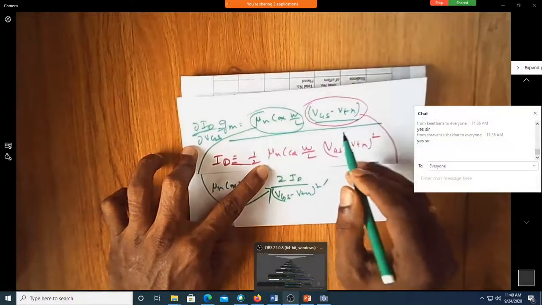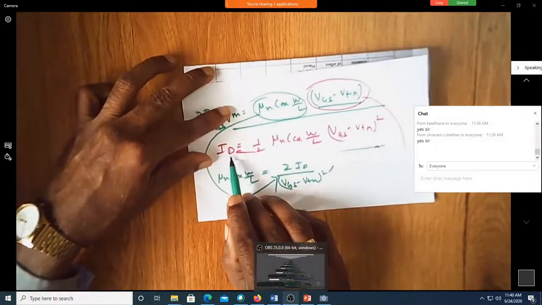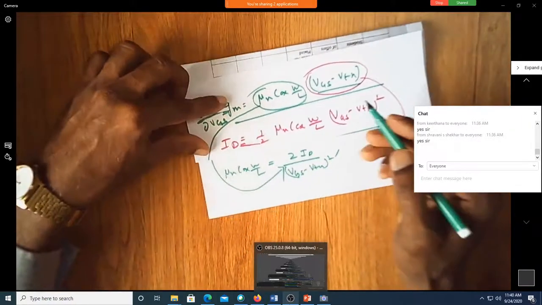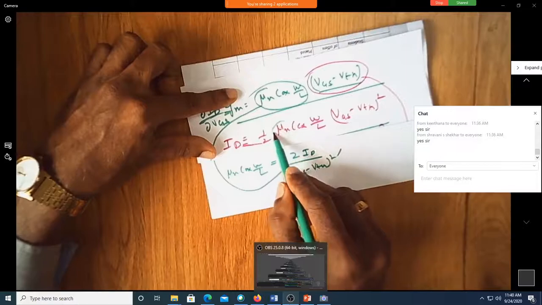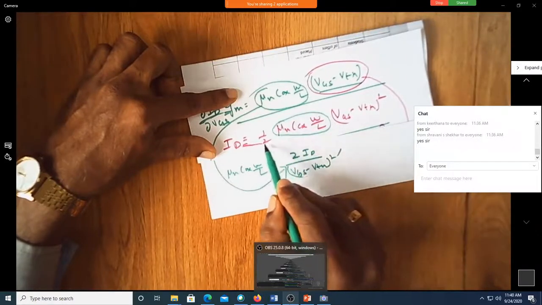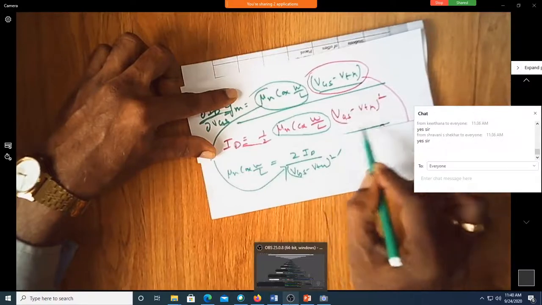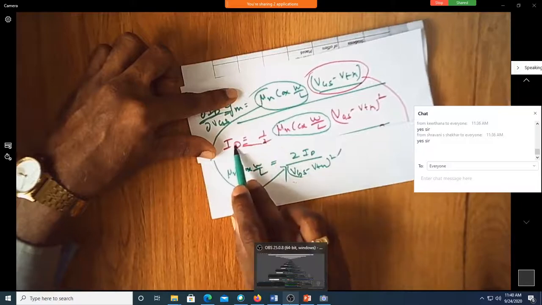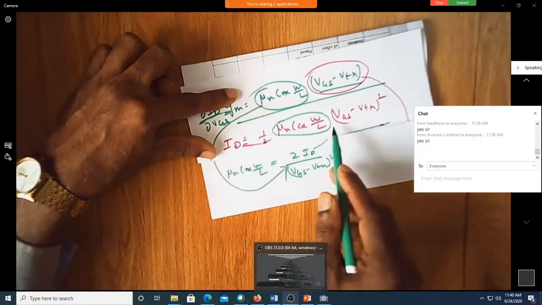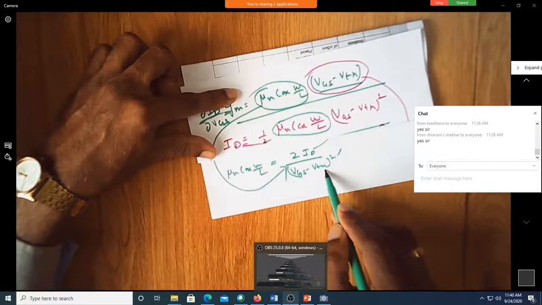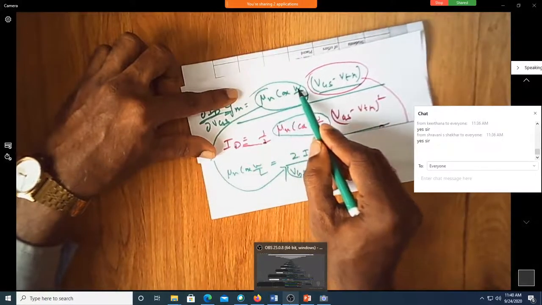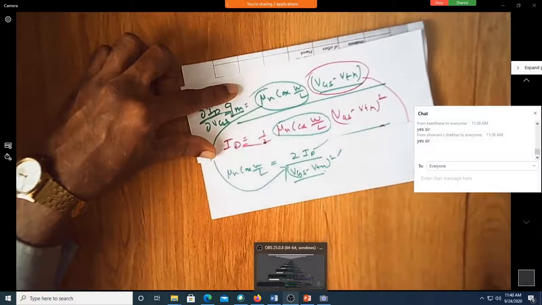Then I want to replace ID, which is equal to half mu n Cox W by L into VGS minus VTH whole square. Can I now write mu n Cox into W by L as 2 ID divided by this? In the numerator is 2 into ID, and in the denominator you have VGS minus VTH whole square. Now you replace this mu n Cox W by L in the GM expression by this. That's what I did.